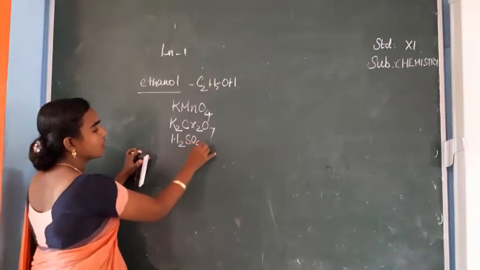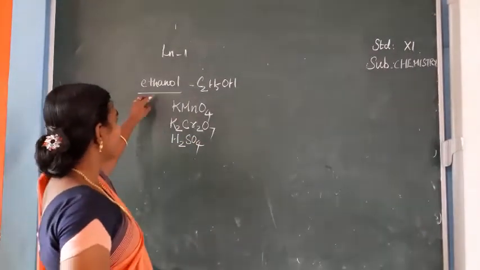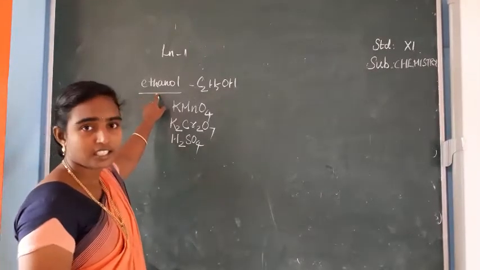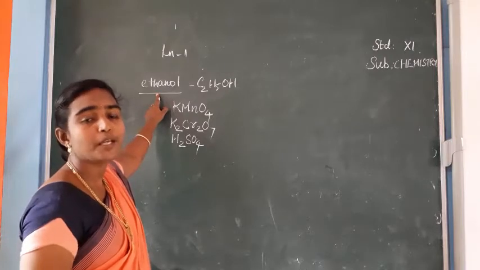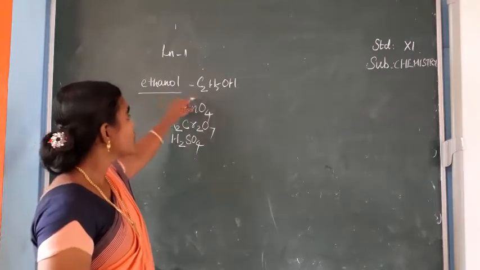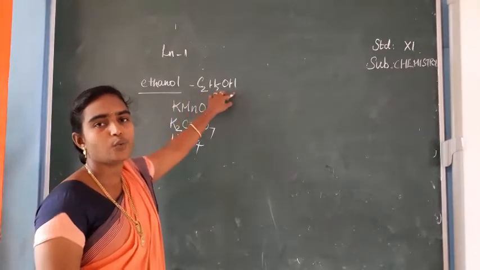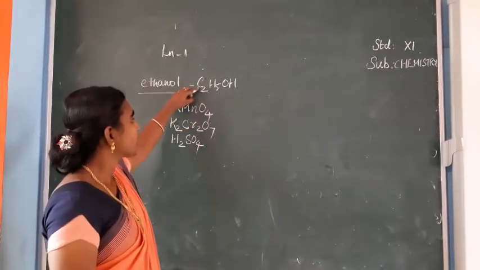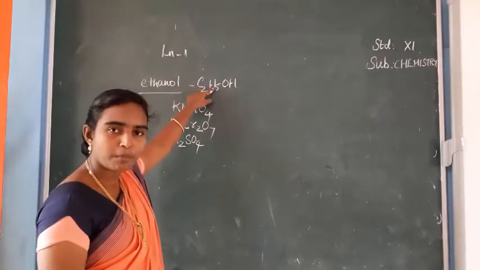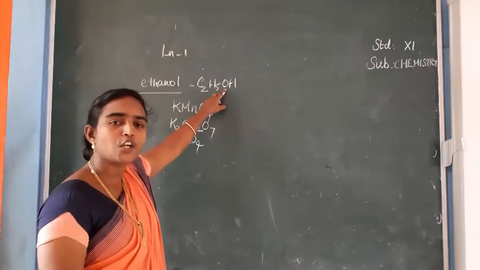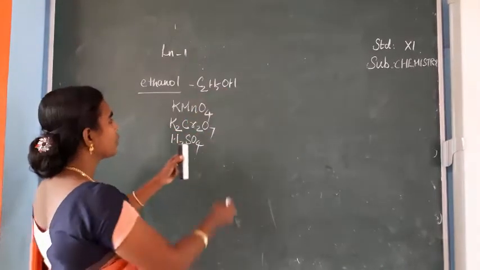So this is the first evaluate yourself question. I will give the instruction for this. For calculation of the molecular mass, we have to know the atomic mass of each atom, isn't it? The first one, ethanol, what's the formula? C2H5OH. Here carbon, what's the atomic mass? 12. Hydrogen, atomic mass 1. Oxygen, atomic mass 16, isn't it? So how do we calculate the molecular mass?